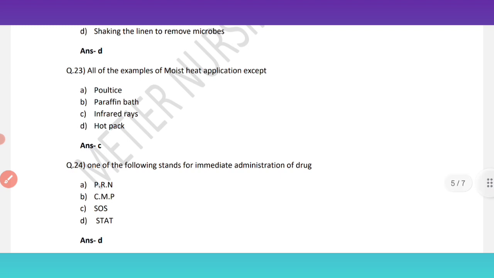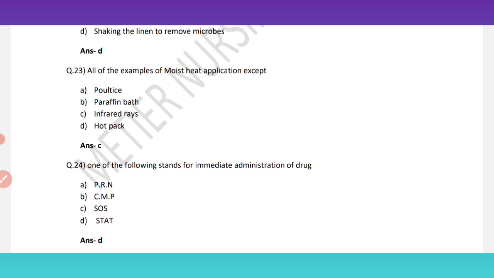Next, question number 23. All of the following are examples of moist heat application except. Moist heat means when you are applying heat, it has some moisture, some watery feel. For example, in the fermentation technique, you take a cloth, dip it in hot or warm water and apply it over the pain area. It will create a wetness, a moist feeling, and at the same time warmth or heat, which is used for dilatation of the blood vessels. You also get muscle relaxation, and the pain will be decreased.